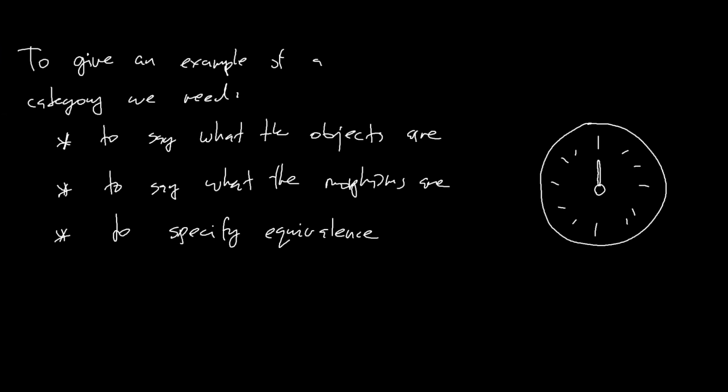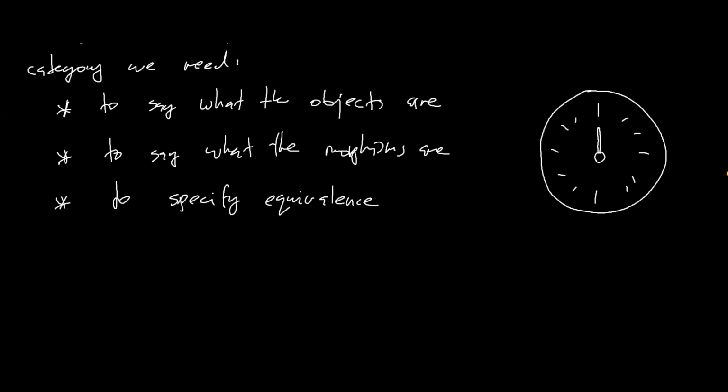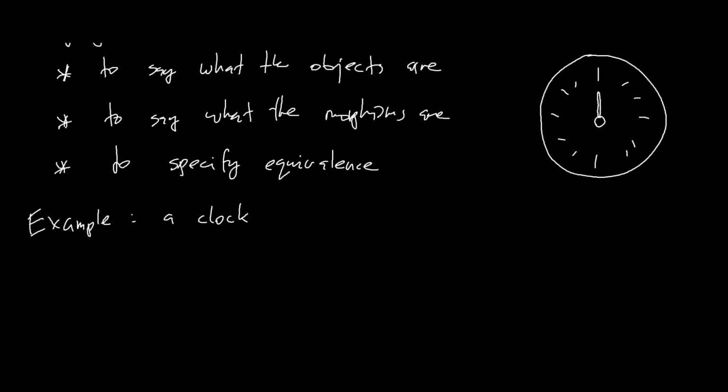So it goes from 12. Once 1 hour has passed, it goes to 1. Then the other hour has passed, it goes to 2, and so on. So our object is going to be, so let's write this out. Example, clock. So our object is going to be the clock itself.